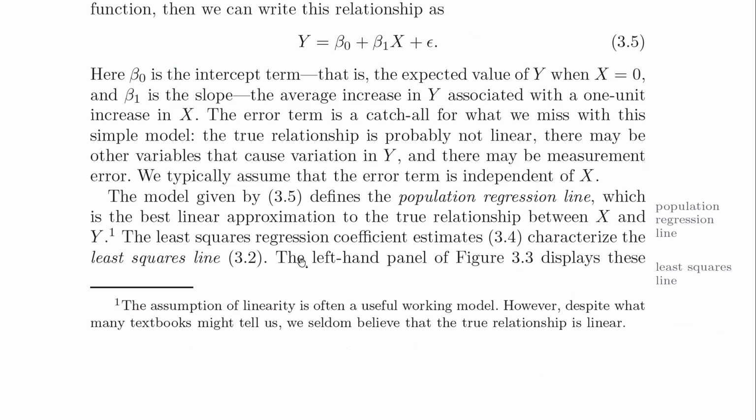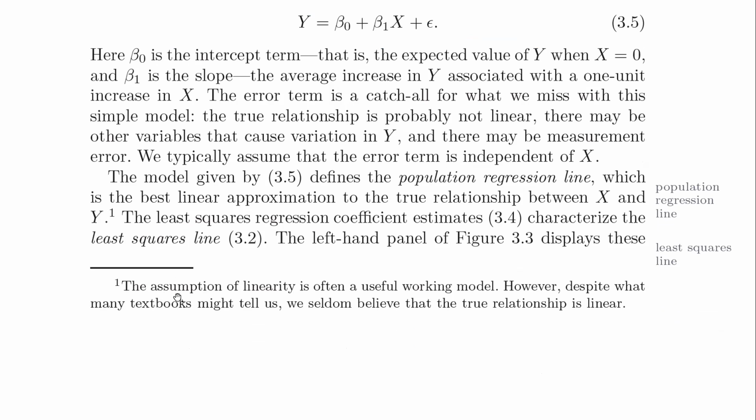The model given in 3.5 defines the population regression line, which is the best linear approximation to the true relationship between X and Y. Now, what do we mean by best? And we have a footnote. The assumption of linearity is often a useful working model. However, despite what many textbooks might tell us, we seldom believe that the true relationship is linear.